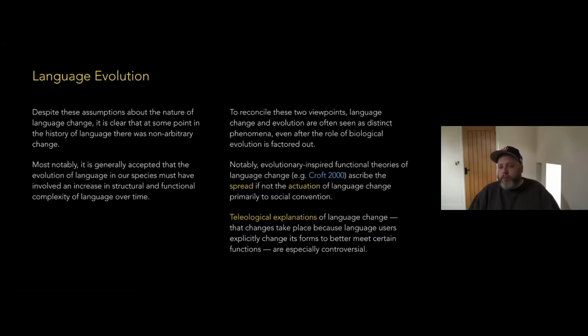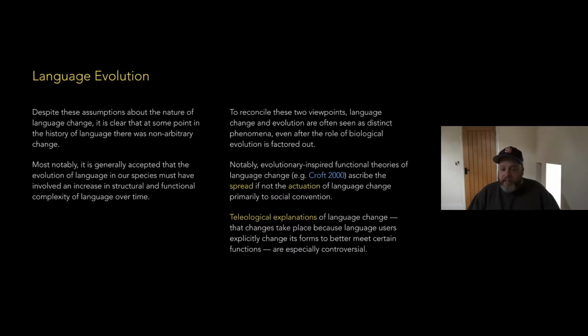And I think the general approach is that language change and language evolution are seen as being separate things, right? So language evolved at some point, and now whether or not it's evolving is sort of up in the air, but how that relates to language change is that they're sort of two separate processes. And that's even after we factor out the role of biological evolution, like evolution of the brain or of the vocal tract or something like that.